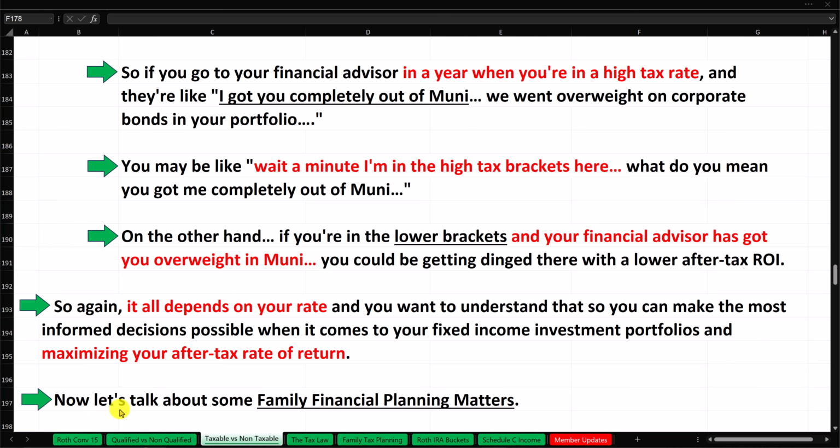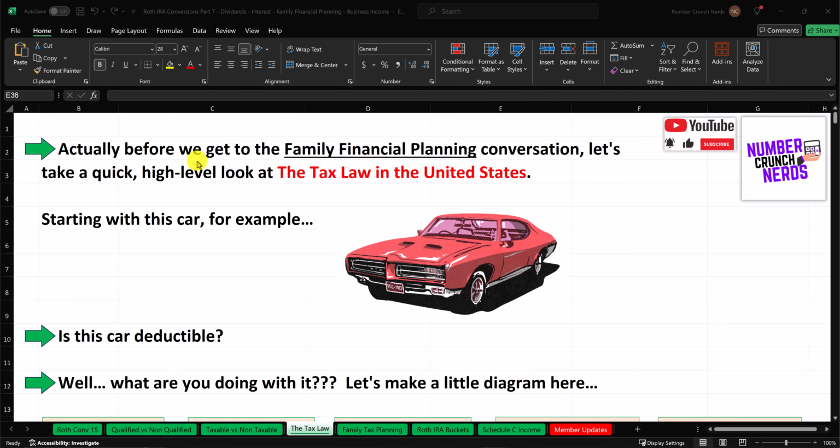Now, with that said, let's talk about some family financial planning matters. Actually, before we get to the family financial planning conversation, let's take a quick high-level look at the tax law in the United States, starting with this car, for example. Is this car deductible?